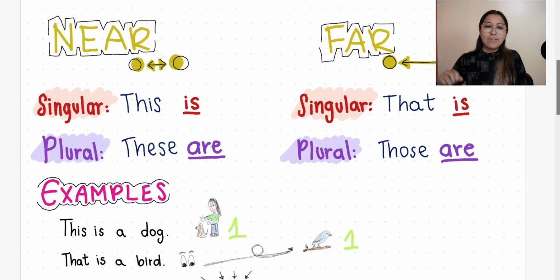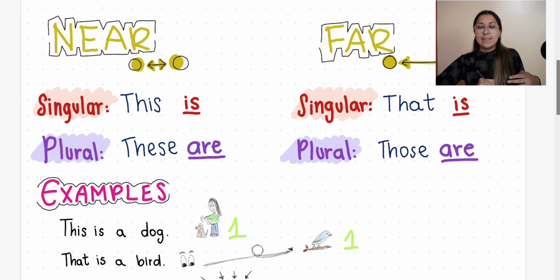In this case, we have two categories. When we're talking about things that are near, and if we're talking about things that are far. When we're talking about things that are near, we use the following demonstrative pronouns. This and these. Okay? This is for singular and these is for plural. The verb to be indicates if I'm talking about singular or plural. Remember, is for singular and are for plural.